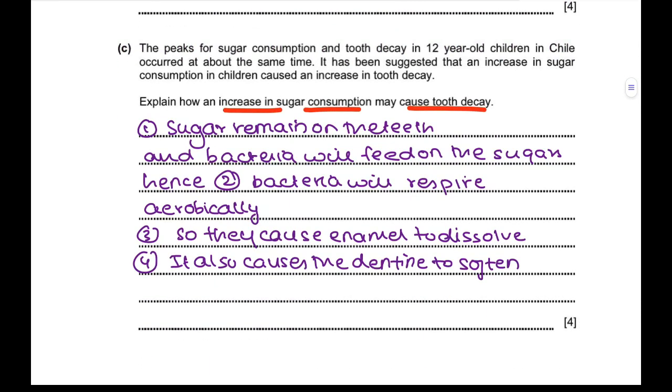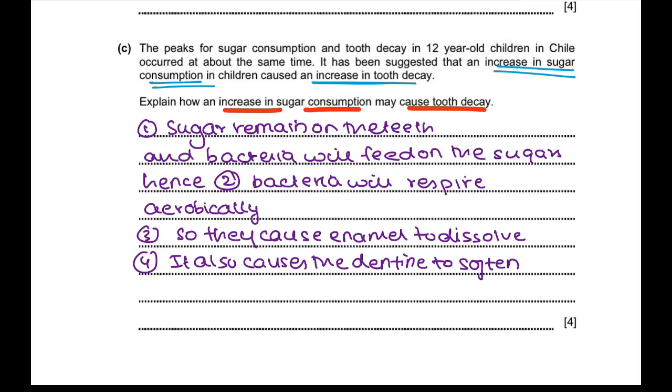The peaks for sugar consumption and tooth decay in 12-year-old children and child occurred at about the same time. It has been suggested that an increase in the sugar consumption in children has caused an increase in the tooth decay. Explain how an increase in sugar consumption may cause an increase in the tooth decay.